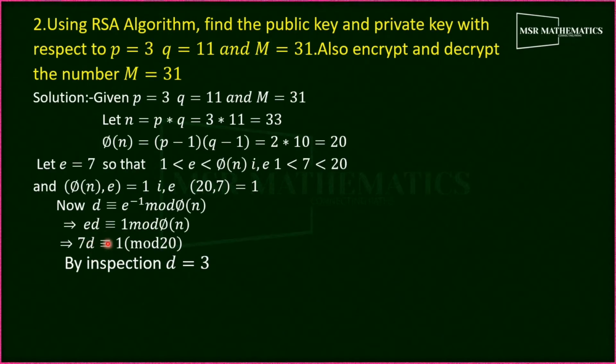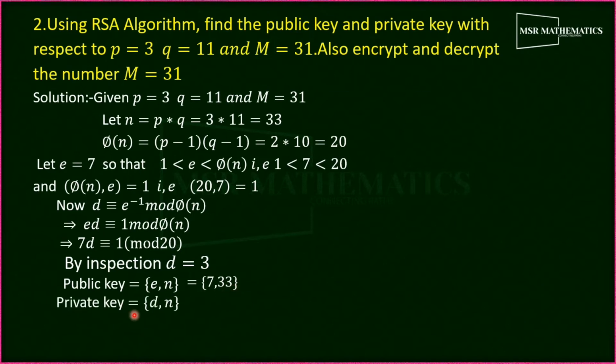Here 7 into 3 is 21. Obviously 21 is congruent to 1 under modulo 20 is satisfied. So by the inspection method, we can take D value as 3. Therefore, we obtain E value and D value. Therefore, we can find public key and private key. Here public key is given by the bracket E comma N. Here E value is 7, N value is 33. This is our public key.